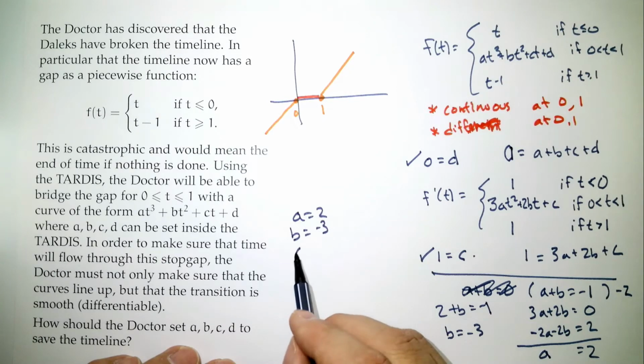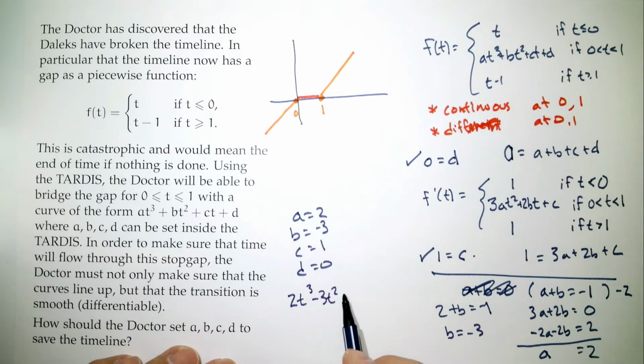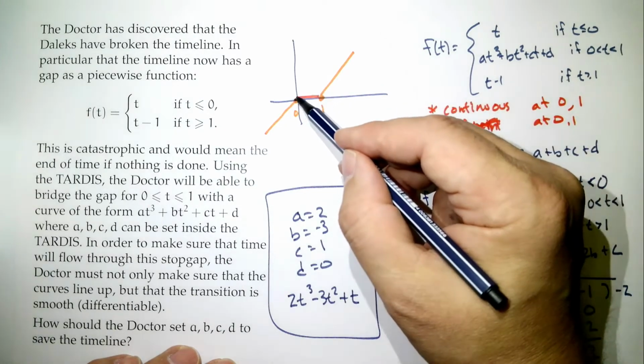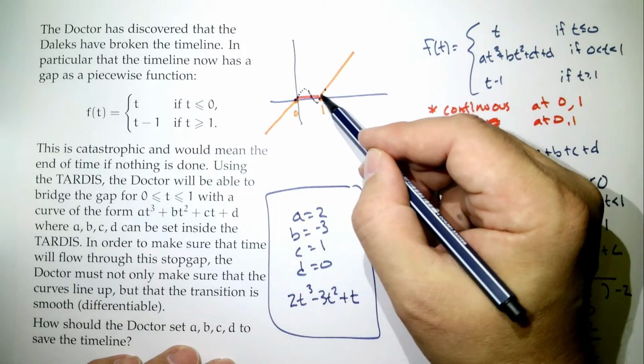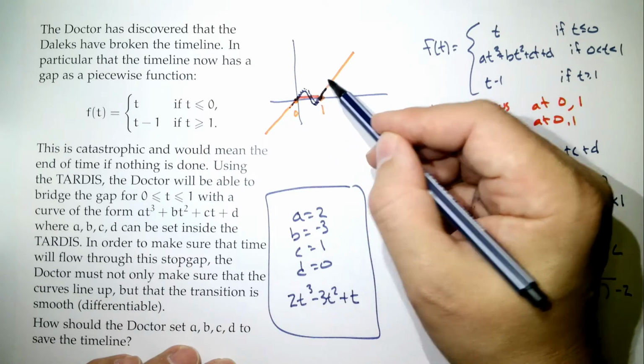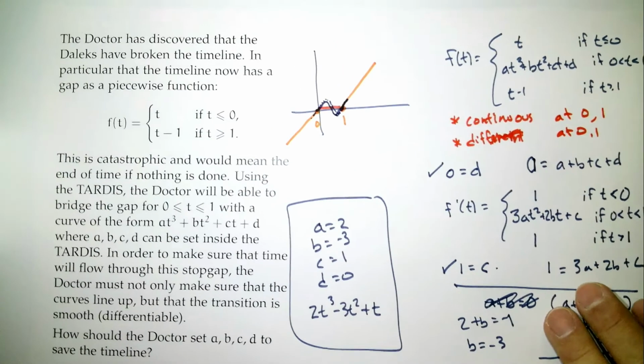And therefore, if we were to go through and set our gap, our little stopgap measure, to be of the form 2t cubed minus 3t squared plus t, this is what's going to save time. And if you were to go and graph it, you'll see it does the following. So it goes up, and then it does a little up and down, and then it's ready to go back again. So it works out, which is good. We want things to work. We like time. We like to keep it.